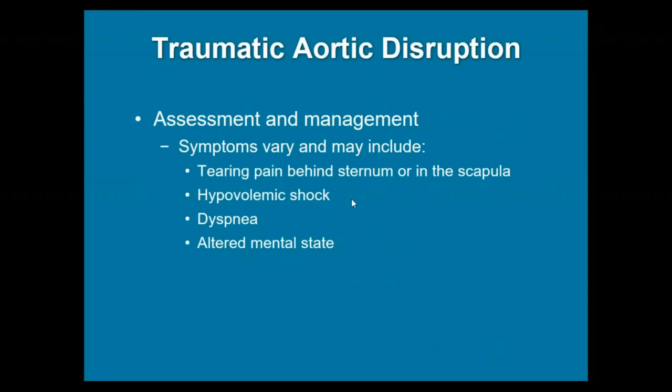Symptoms vary anywhere from that tearing pain. Remember back in the EMT class when we studied aortic aneurysms, we told you that had that sudden onset of a tearing pain, just felt like something was tearing my guts out or tearing a hole in my chest. And then they quickly develop hypovolemic shock, dyspnea, altered mental state. If the tear is in the abdomen, you may find a pulsating mass in the abdomen.